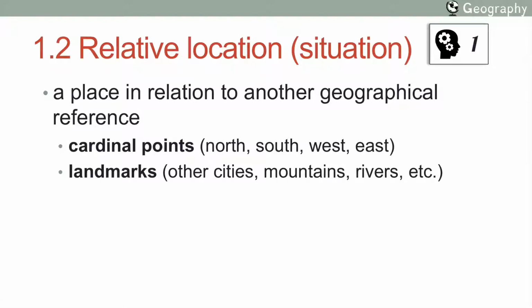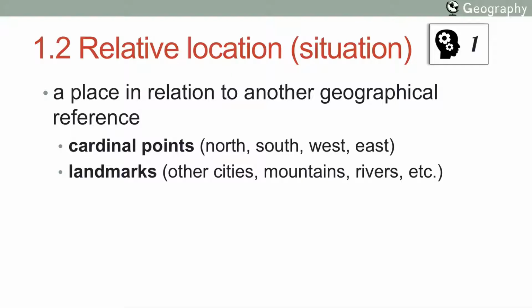That's why we use cardinal points, north, south, west, east, and relation with landmarks. That could be other cities, mountains, rivers, or any other place that you know and that other people know.